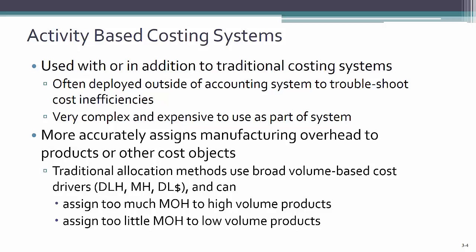Because of ABC's focus on correlating cost with activities that cause cost, it is more accurate than plant-wide or departmental overhead allocation methods. And finally, once activity-based costing is put in place, overhead costs are often reassigned from higher volume products to low volume products. More on this in part 2 of our ABC video series.